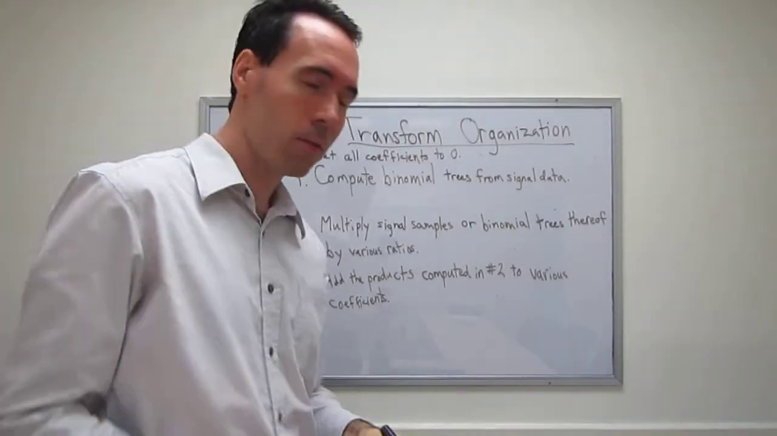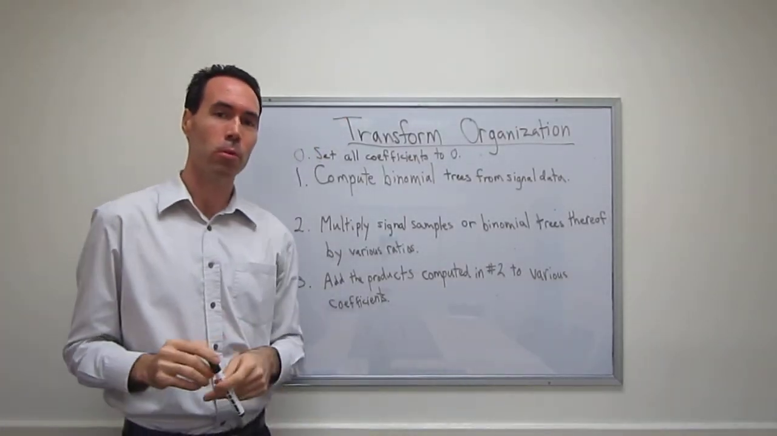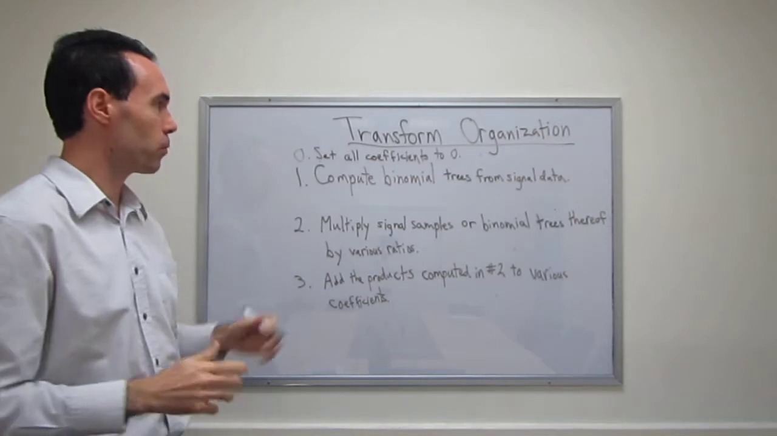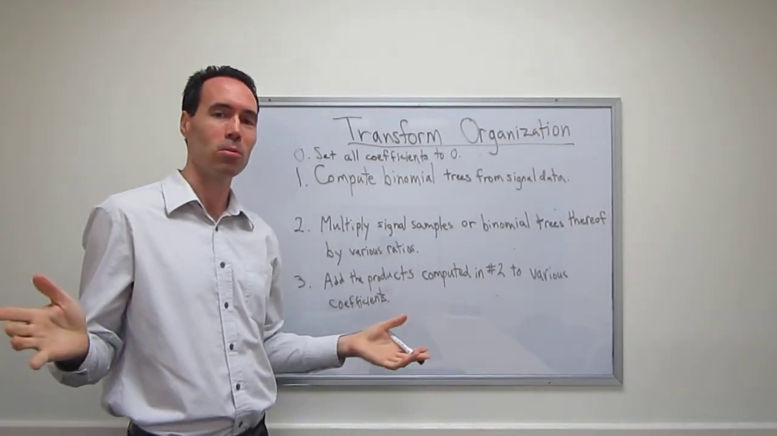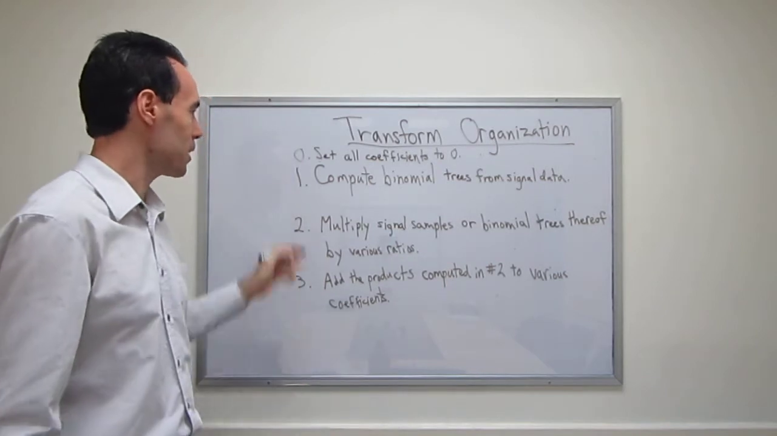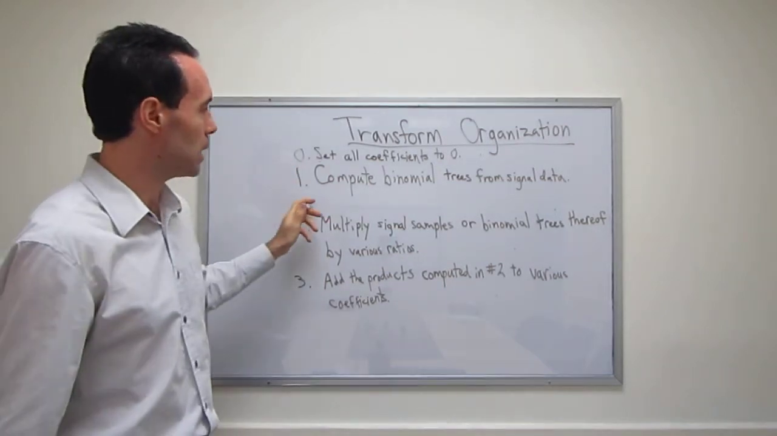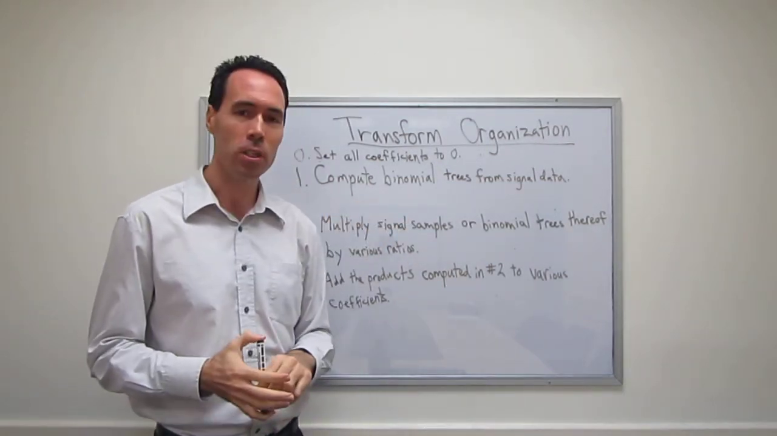Okay, now I'd like to give you an overview of the transform organization. The first thing we do when we do a transform is we set all the output coefficients to 0 so that we can add stuff to them. That's step 0. So step 1 is we compute binomial trees from the signal data.